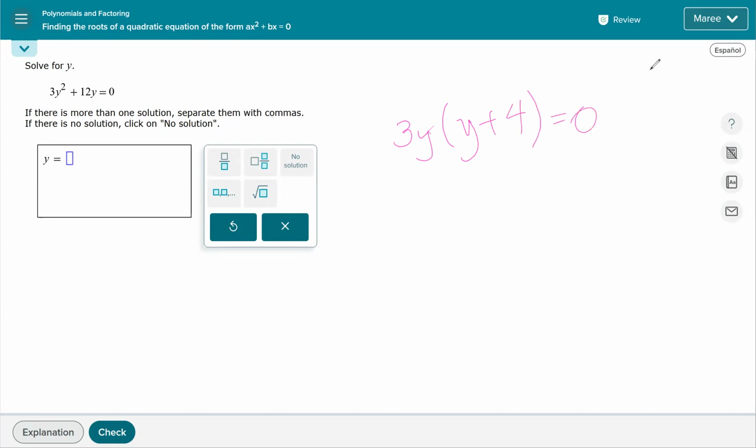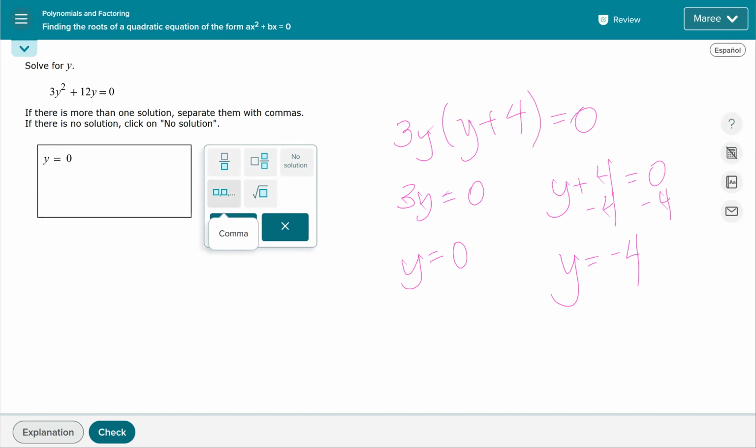equals 0. Because of the zero product property, one or both of these needs to be equal to 0 in order for this equation to be true. So we set each term equal to 0, and then we solve for the variable. In the first case, y has to be 0 in order for 3y to equal 0. In the second case, if we subtract 4 from both sides, y has to equal -4 in order for that factor to be equal to 0, and then the whole product will be 0. So y is equal to 0 and -4.